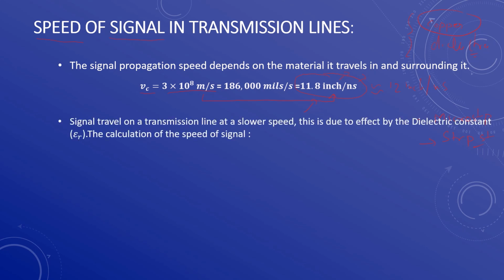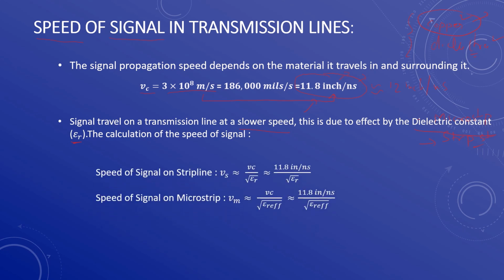The signal travels on a transmission line at a slower speed. As we all know, the copper as well as dielectric losses will come into picture. So speed of light is 3 into 10 raised to the power 8 meters per second, that is 11.8 inches per nanosecond. But when the signal travels in a particular transmission line, it slows down. And it is because of the dielectric constant, that is epsilon r, as well as the copper losses that are there. So the resistive as well as the RLC property of the copper also plays a major role.